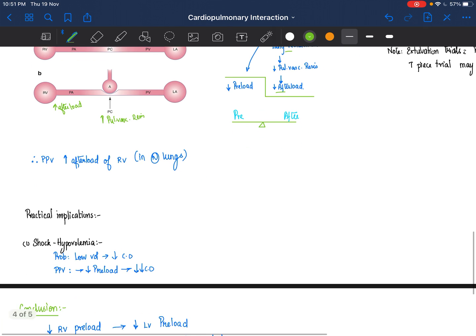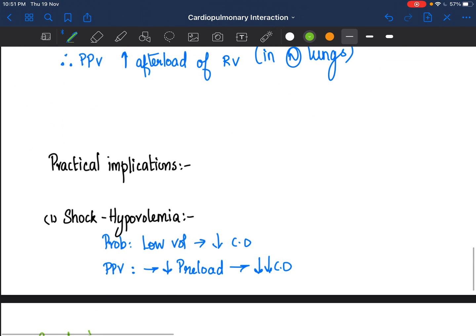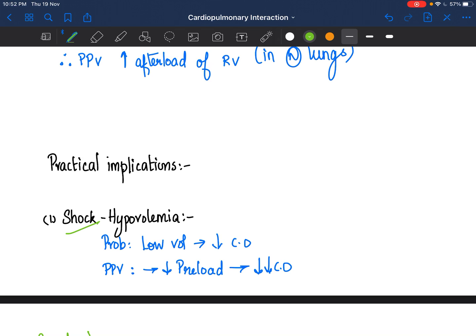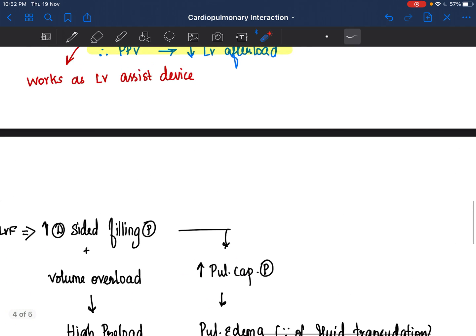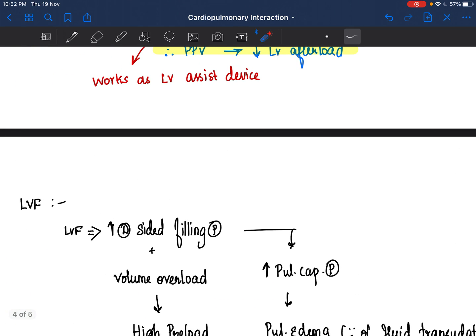So, what are the practical implications? You have a patient with shock, and the problem is hypovolemia. Hypovolemia means there is decreased preload, correct, and positive pressure ventilation is again going to reduce preload and further reduce cardiac output. So what are you supposed to do? Try to fill the volume before you ventilate the patient.